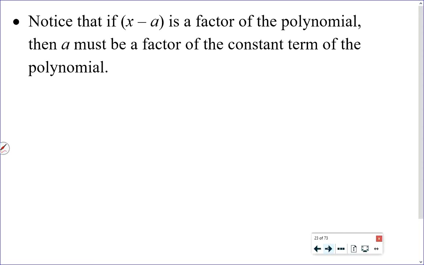This is really important. You may not notice this, but I'm telling you, if x minus a is a factor of the polynomial, a has to be a factor of the constant term of the polynomial. So let that sink in. If a polynomial ends in plus 30, I'm telling you any factor of the form x minus a has to be a factor of 30.